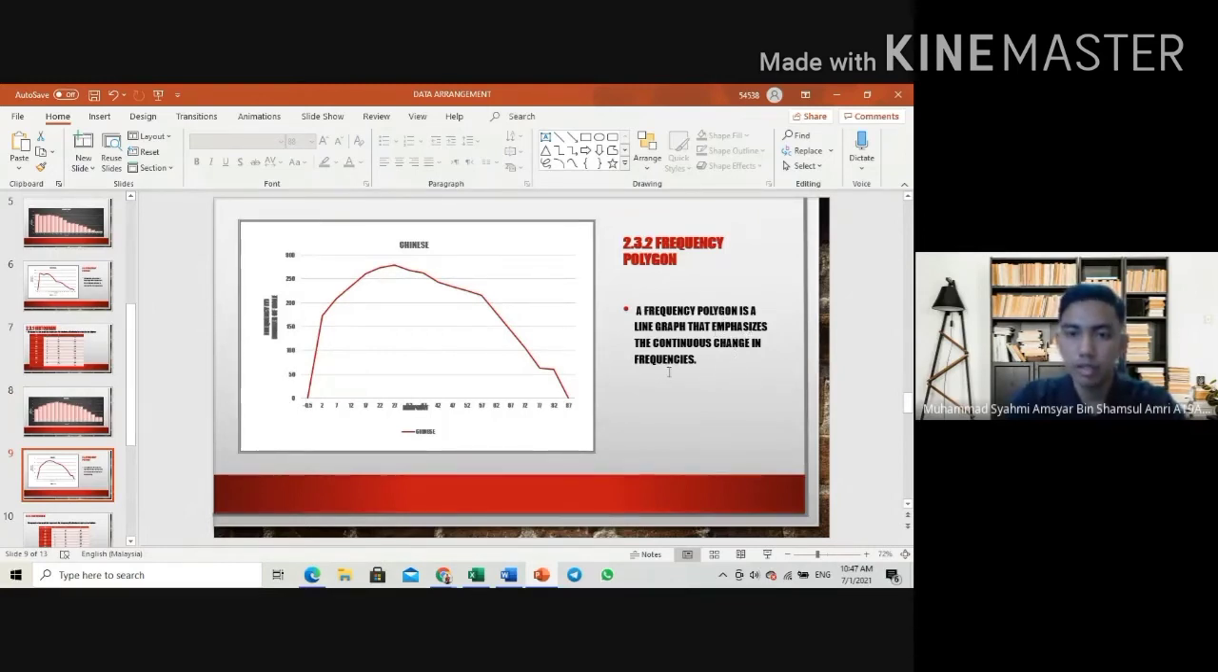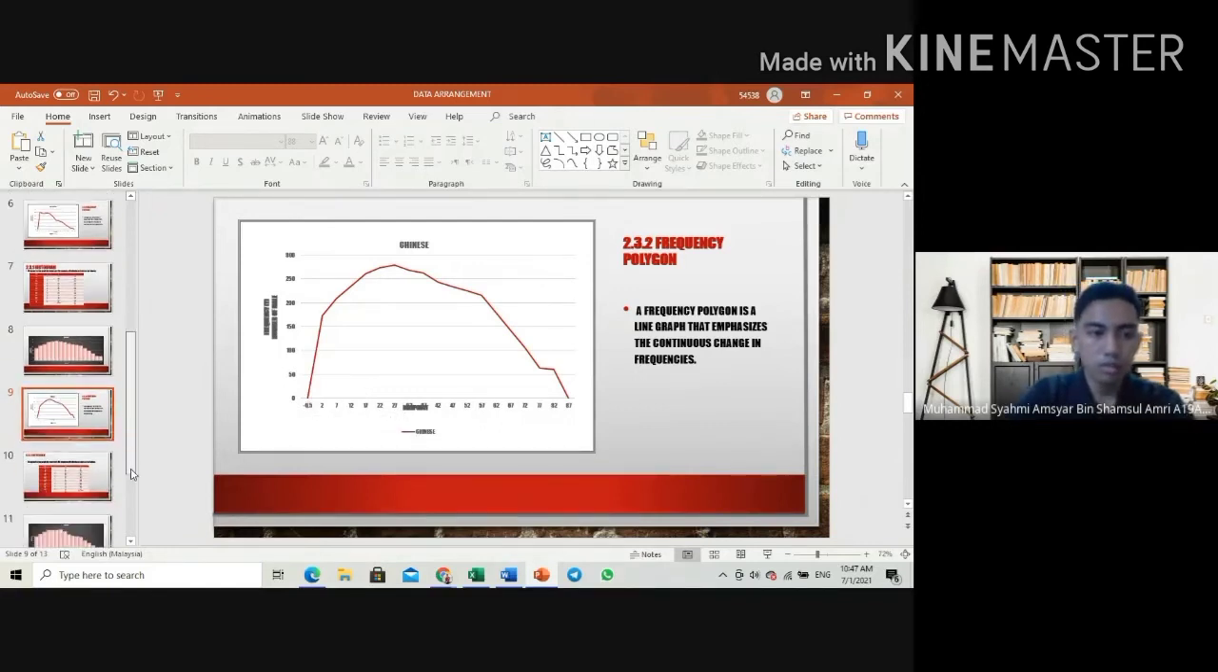So here we move to the polygon, and a frequency polygon is a line graph that emphasizes the continuous change in frequency for Chinese male in Malaysia. Age 27 is the highest, and the lowest is age 82. At the end, 87, this is 0.